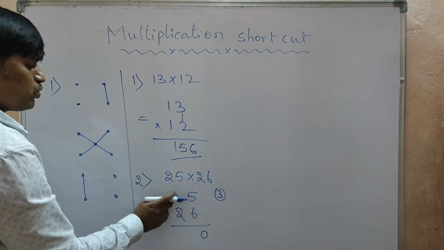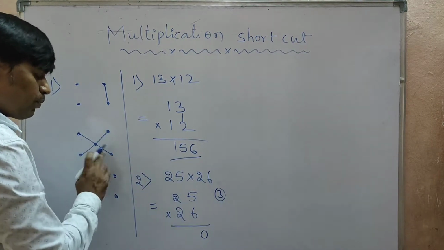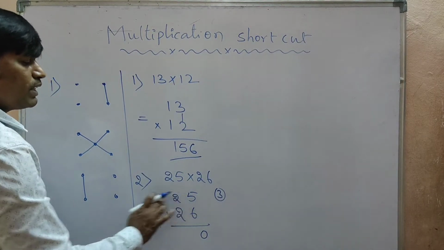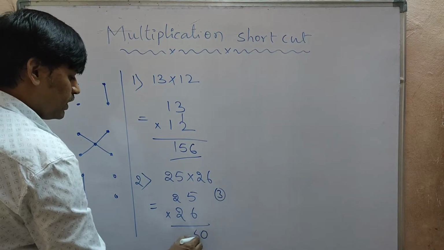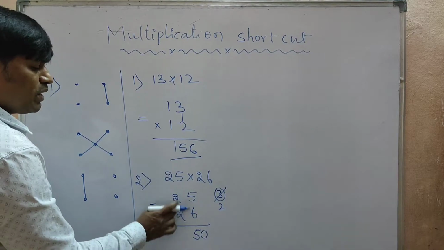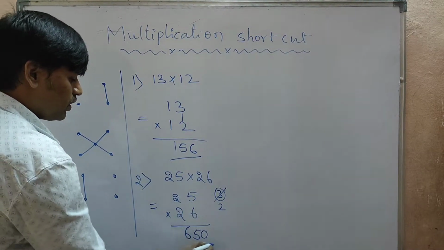Next, 6 2s are 12, plus 2 5s are 10. 12 plus 10 is 22, plus this 3 is 25. Here you can take 5, and carry 2. Now 2 2s are 4. 4 plus 2 is 6 only.